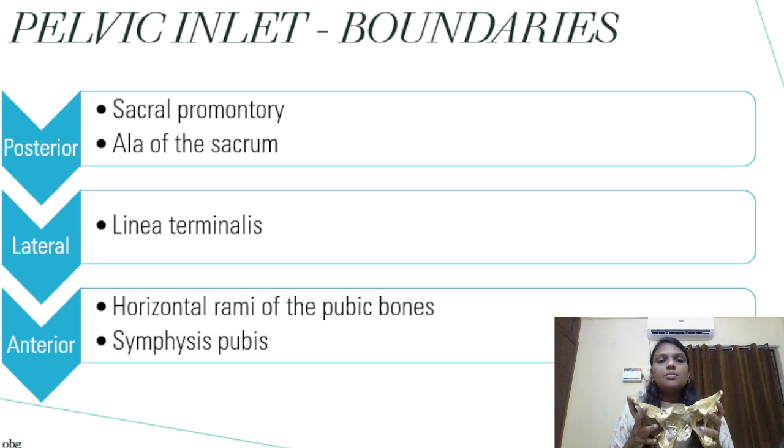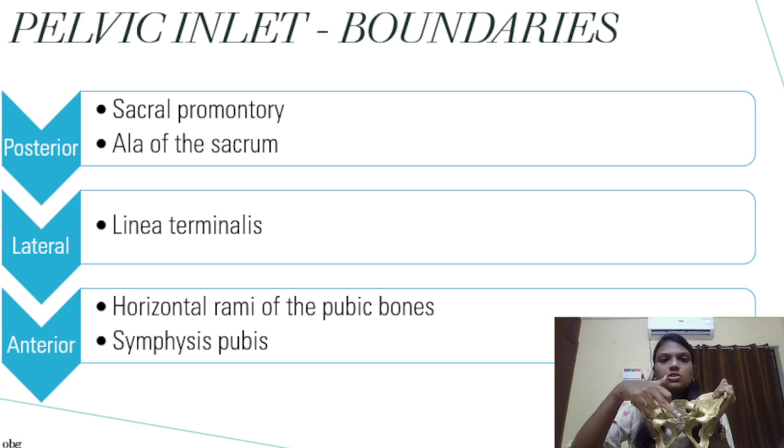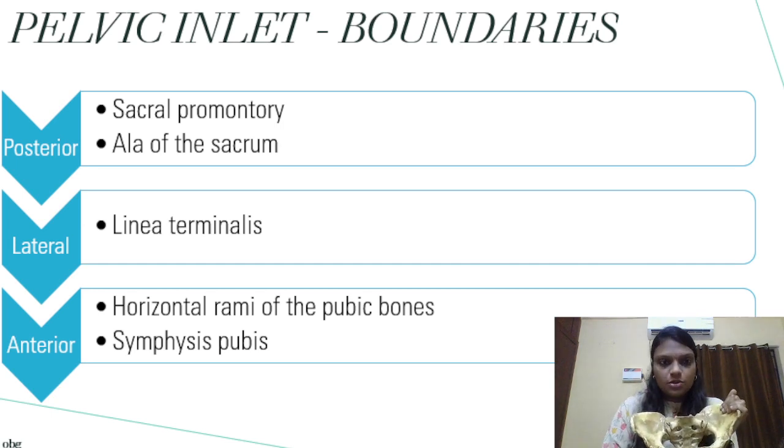Now we are going to see about the boundaries of the pelvic inlet. Pelvic inlet is anteriorly bounded by the pubic symphysis and the horizontal rami of the pubic bones, laterally by the linea terminalis and posteriorly by the sacral promontory and the ala of the sacrum.